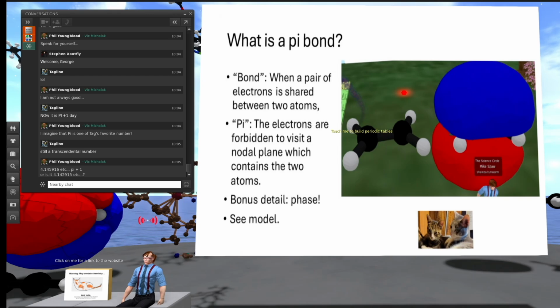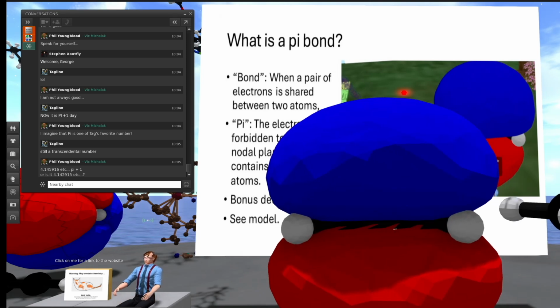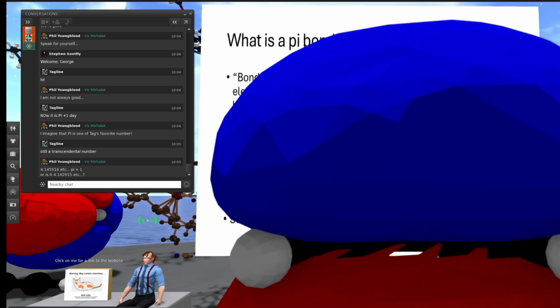So let's see, moving along. There we go. So, question is, what is a pi bond? And I thought I would put this slide right up here, right up at the beginning. I even have models. They're back here. Let me get them.